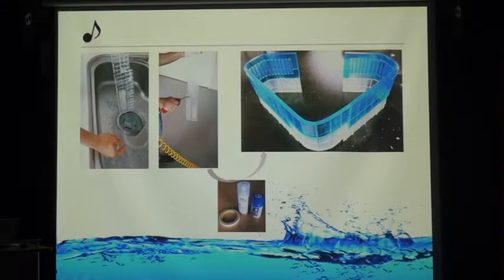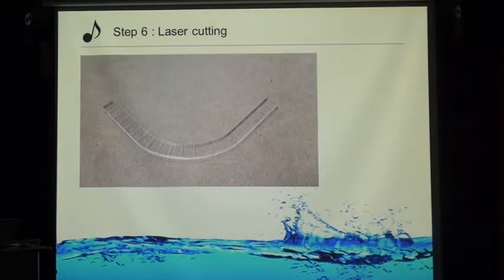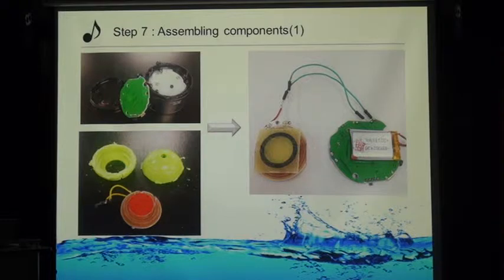And this is the picture after spraying the paints, and also additional component paints. It's also using acrylic paints. This part needs engraving, so we used laser cutting. It's our function part.